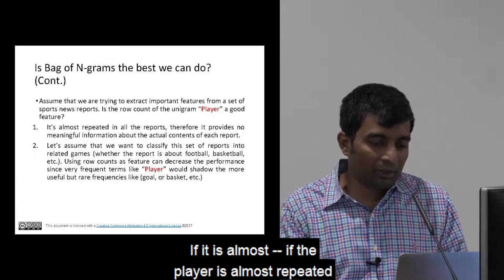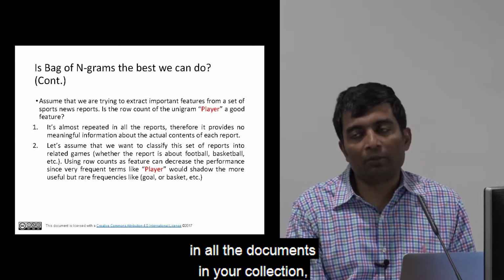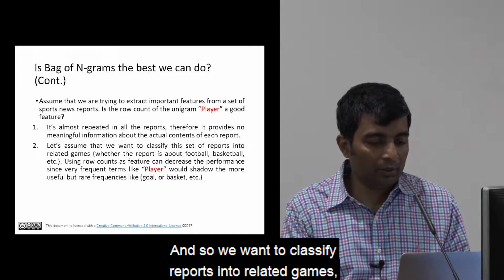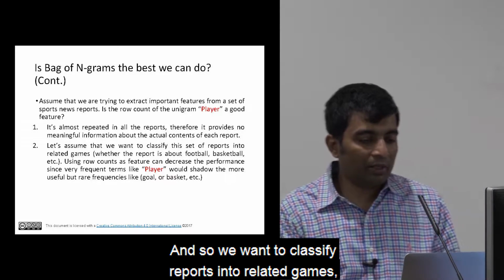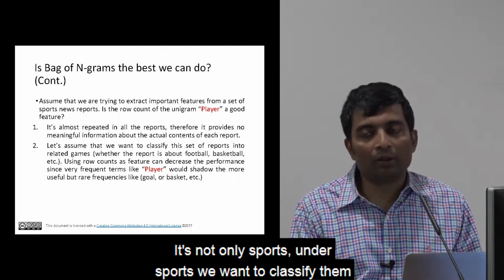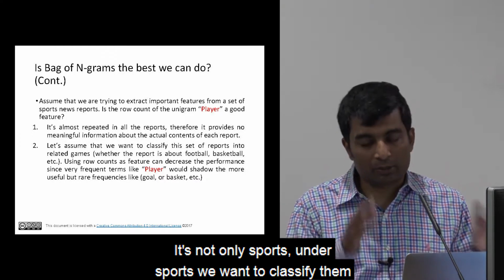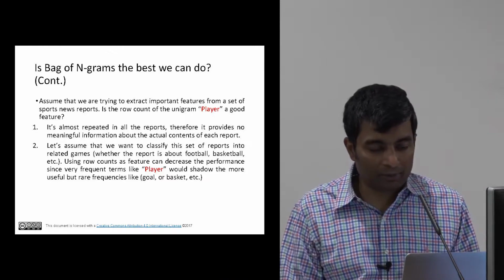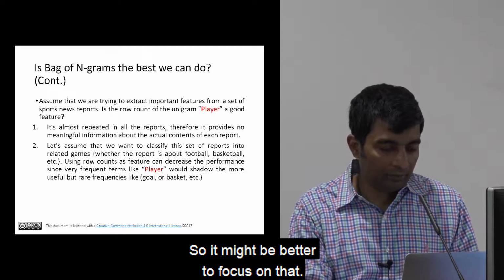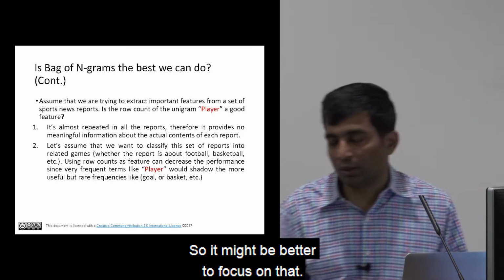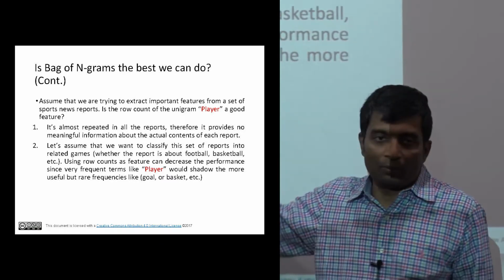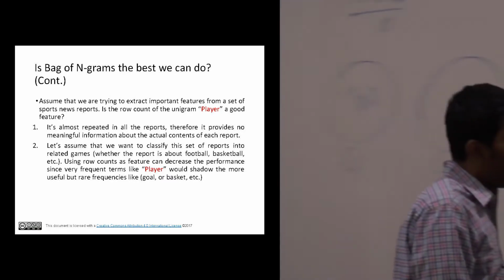If "player" is almost repeated in all the documents in your collection, then it does not convey any useful information. And so we want to classify reports into related games, let's say football, basketball, and so on. So not only sports; under sports, we want to classify them into football, basketball. In that case, "player" will not be a good indicator. So it might be better to focus on the less frequent words like goal, basketball, something like this.